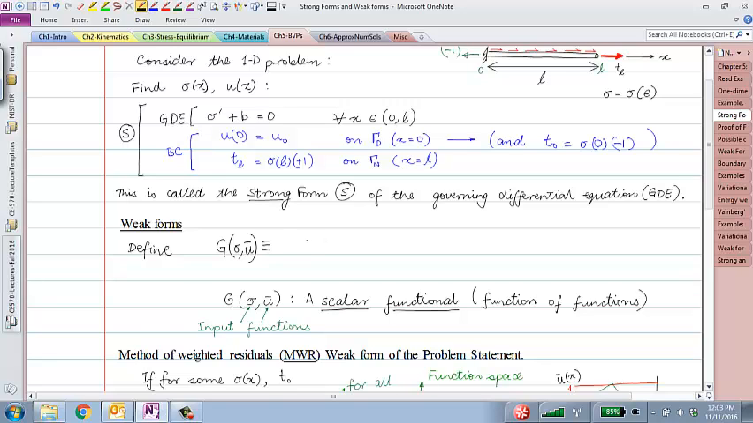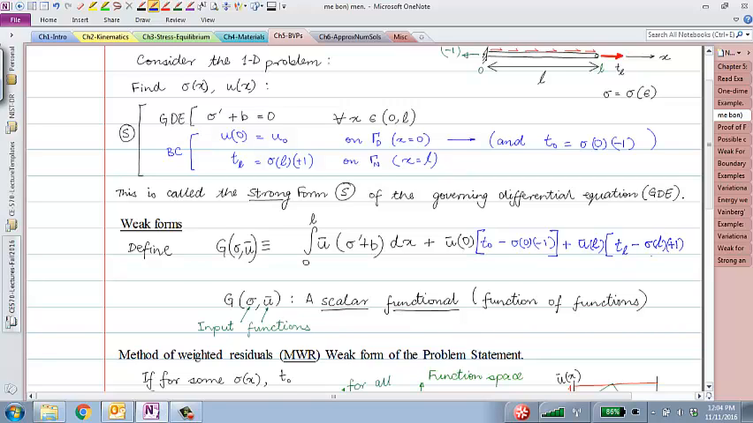So we define a functional which is a function of functions in this manner. We say u bar, some function of x, multiplied with my governing equation sigma prime plus b, and integrated over the length of the body, 0 to L. That's the governing equation part. Then I add u bar at 0 times the boundary condition at 0, which was T0 minus sigma 0 acting on -1. That was the boundary condition at x equal to 0. Along with that, I have another boundary condition at x equal to L: u bar at L times TL minus sigma at L acting on the normal at that point, which is +1.